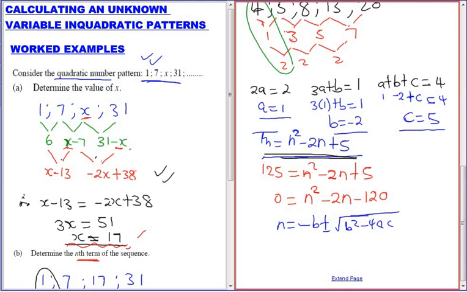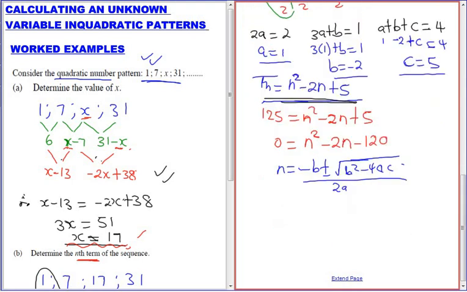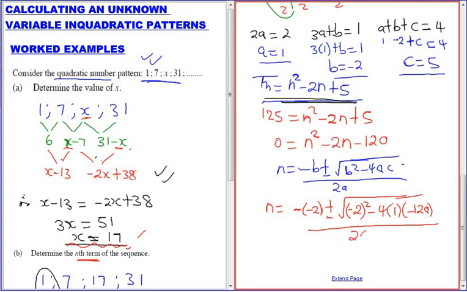you remember the quadratic formula, right? Over 2a. So what I am saying is, to get your n, you can as well substitute and say minus 2. That's our b. Plus or minus square root of b squared, which is minus 2 squared, minus 4ac. Our c is negative 120, like this. So it's all over 2a, which is 1 in this situation.